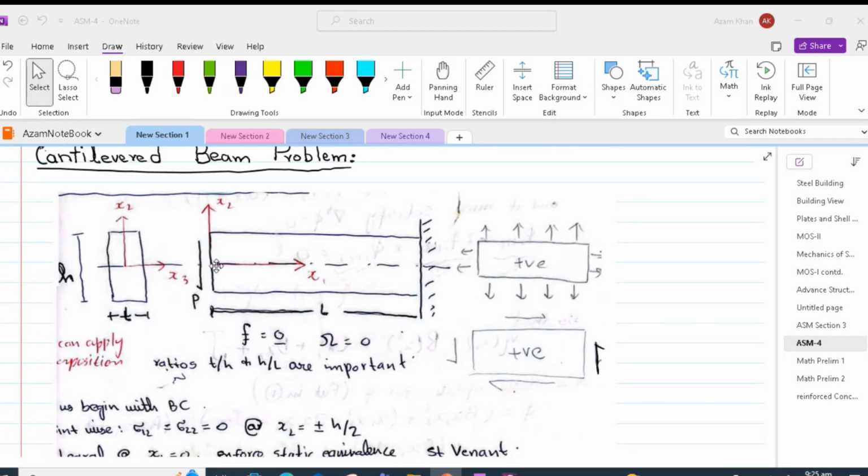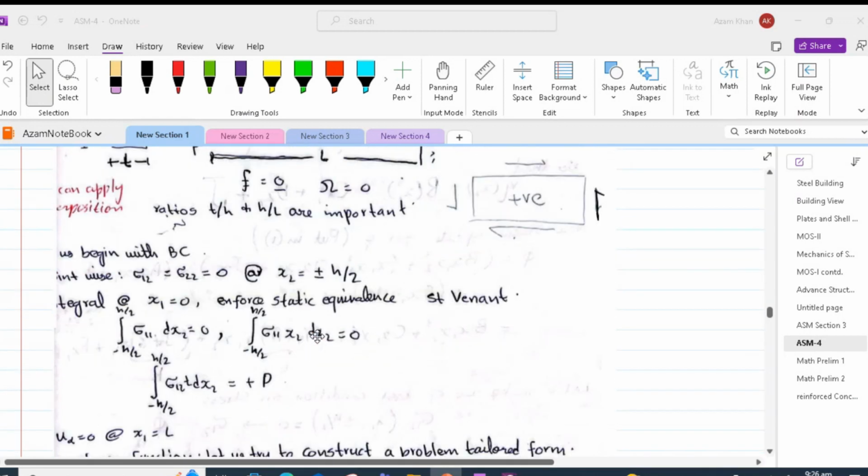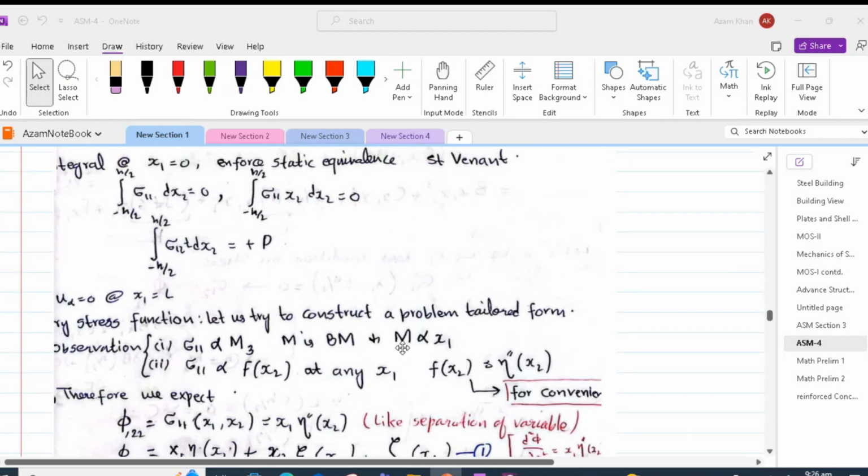So as we go further from the free end, we will have a moment developing. Right at the free end where the load is applied, the moment is 0. The moment we are referring to is the flexure moment. As we move away from the free end, the flexure moment will keep on increasing. Therefore, we can write that the moment is proportional to x1.